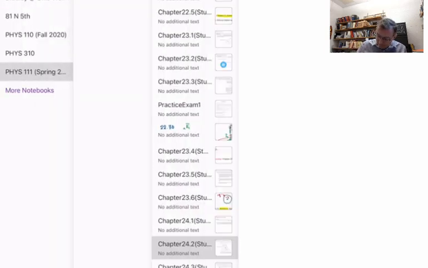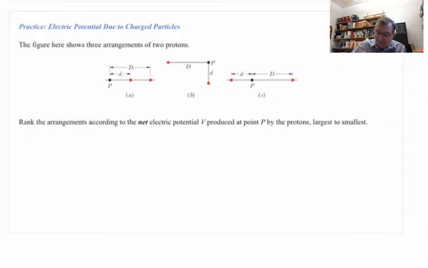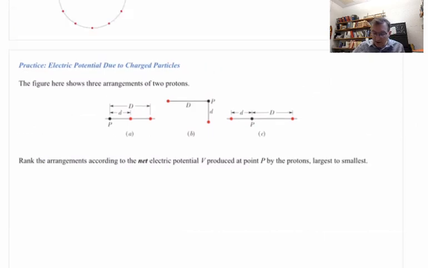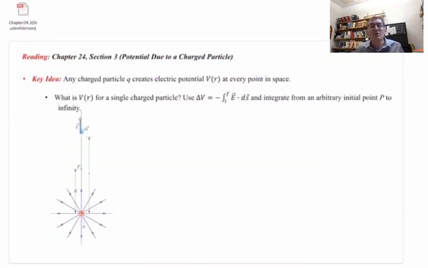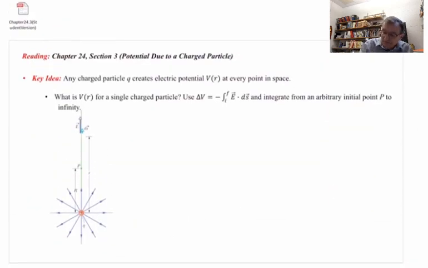Okay, now, in the meantime, let me go on to talk a little bit about Chapter 24, Section 3, where we're going to look at the expression for the electric potential due to a single charged particle. Okay? All right. Here's the key idea.